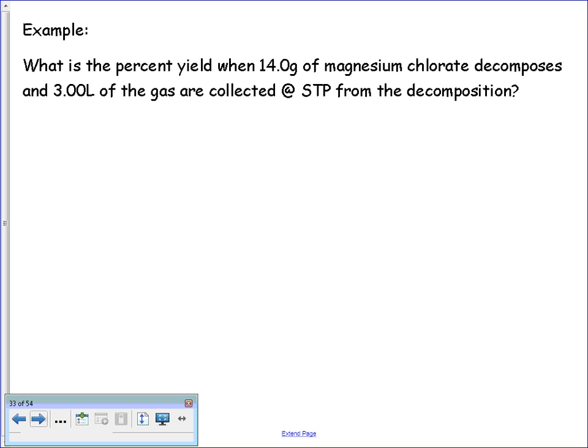Anyway, what is the percent yield? So question, percent yield. What does that mean? We really, really actually have to calculate. Okay. Actual yield over theoretical yield times 100.